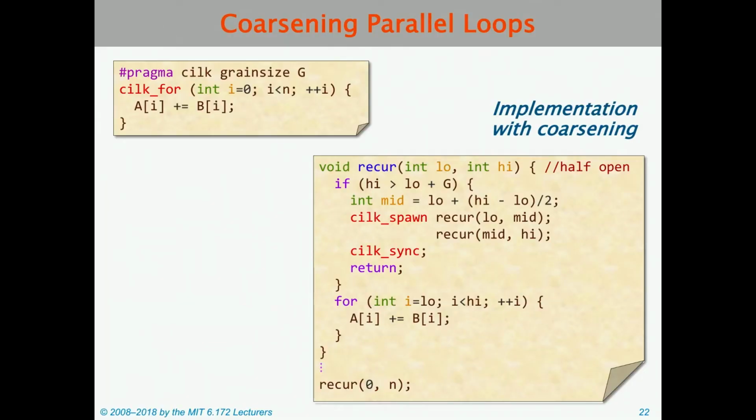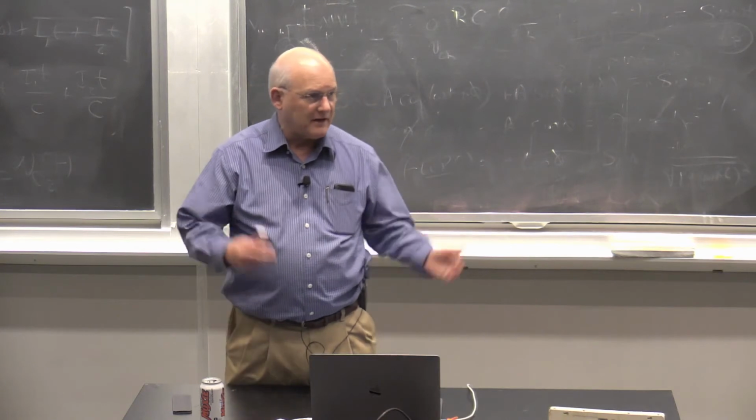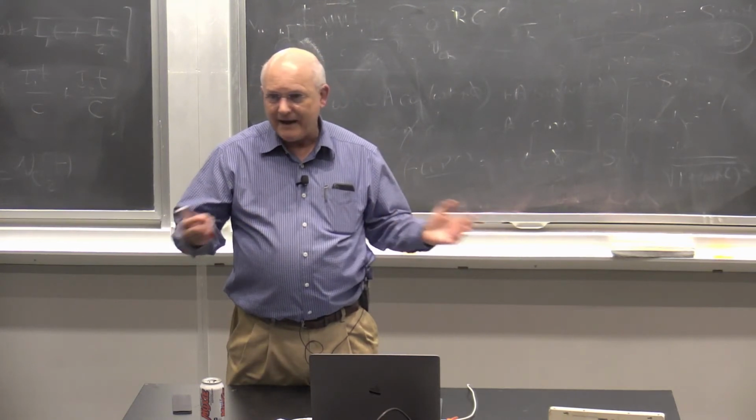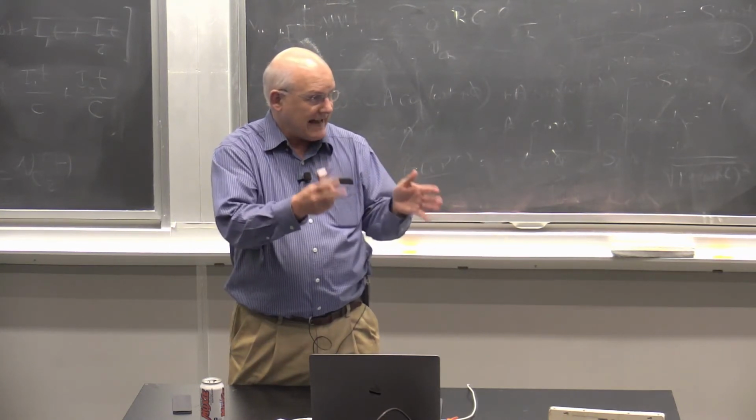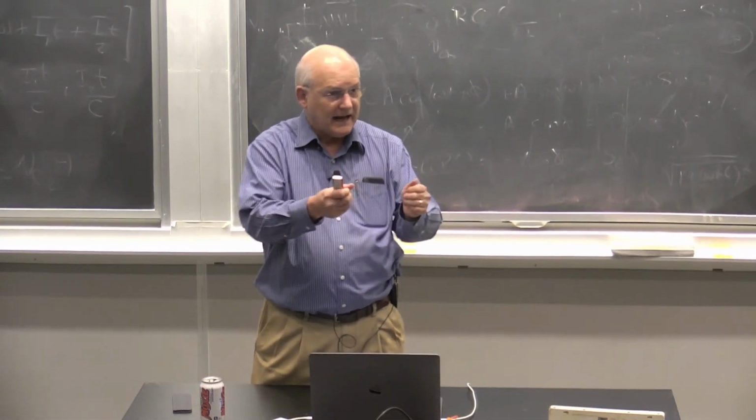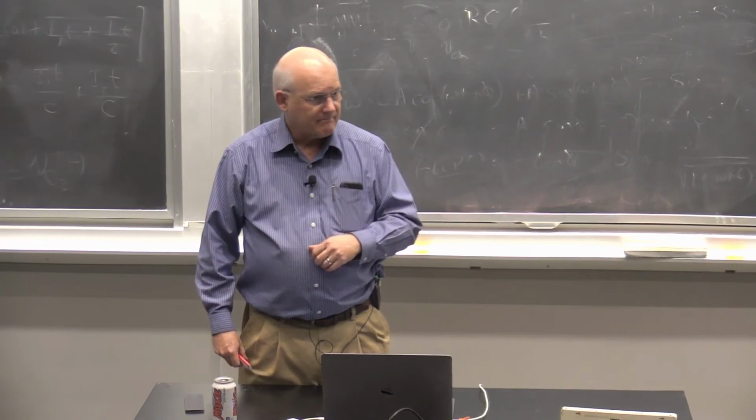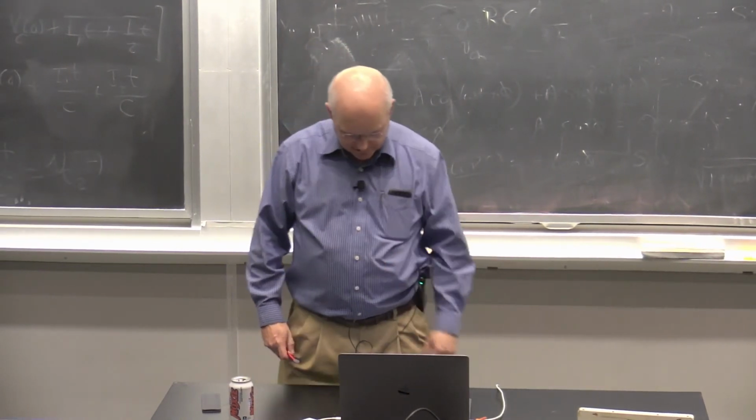Okay, so that's coarsening. Now, if the grain size pragma is not specified, the Cilk runtime system makes its best guess to minimize the overhead. Okay, so what it actually does at runtime is it figures out for the loop how many cores it's running on and makes a good guess as to how much to run serially at the leaves and how much to do in parallel. Does that make sense? Okay, so it's basically trying to overcome that.